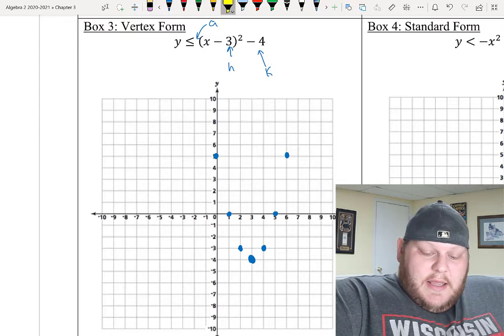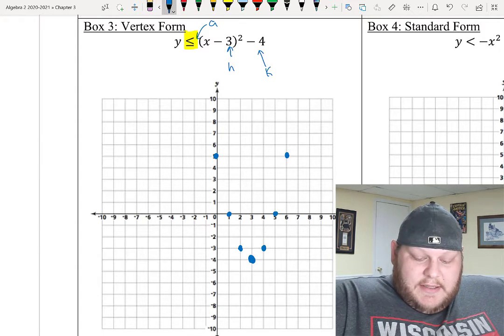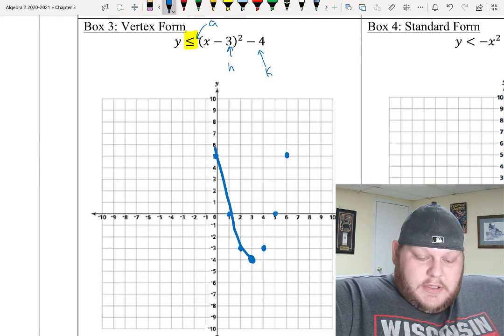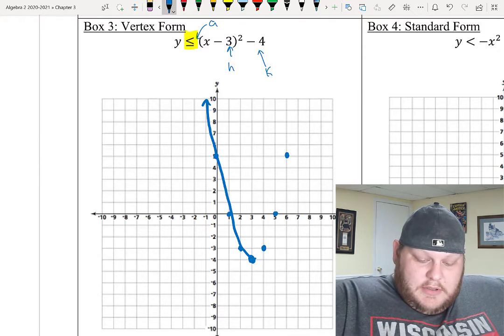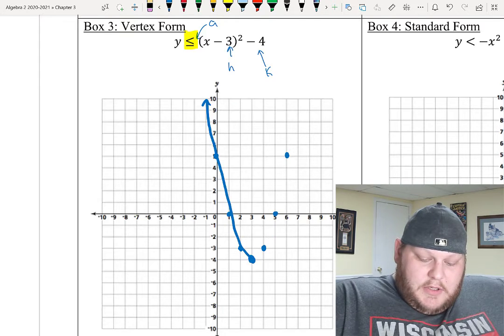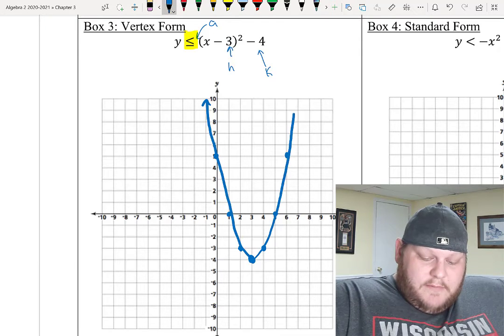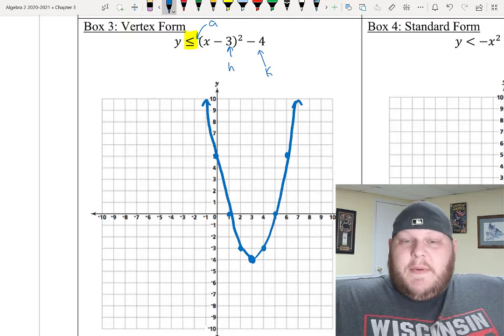Here it is a less than or equal to, so I am going to make a solid line. And again, do your best to try and keep it smooth. Let's try that side again. Okay, last attempt. That's better. So that's my boundary.